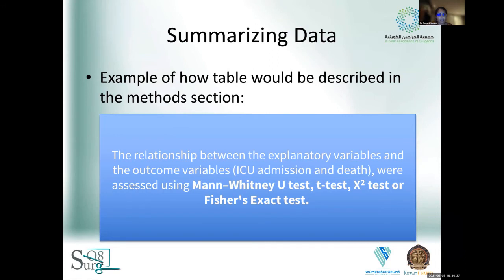This is an example of how that table would also be described in the methods section. When you talk about the statistical tests, you'll say the relationship between the explanatory variables and the outcome variables, for example death or ICU admission, were assessed using Mann-Whitney U test, t-test, x squared, which for some of you who may not know, just means chi-square test, or Fisher's exact test.